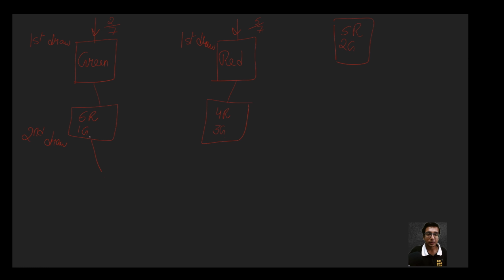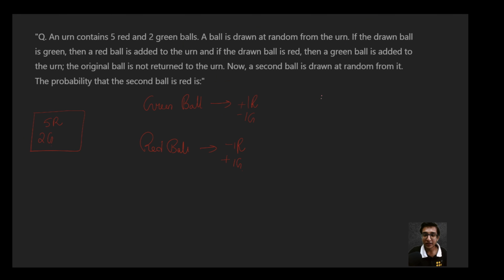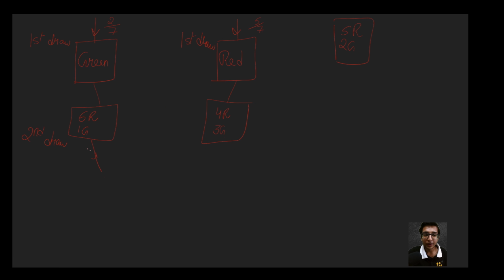Now what is the probability of me choosing a red ball here? They've asked us in the question the probability that the second ball is red. So now what is the probability for me to choose a red ball? It is going to be 6 by 7. And here, what is the probability going to be? 4 by 7. So now let us use the total probability formula. P for me choosing a red ball is going to be 2 by 7 into 6 by 7 plus 5 by 7 into 4 by 7.